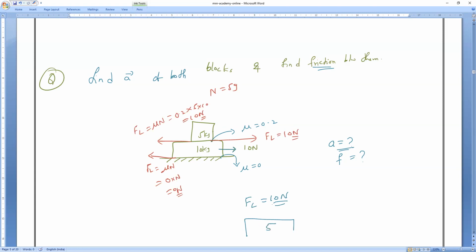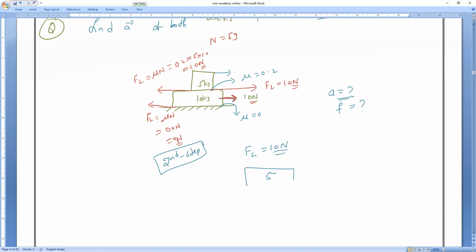For the 5 kg body, if I draw, only one force is acting in the forward direction, because that is the second step. What is our second step? Everybody read the second step: identify the body which is experiencing only frictional force. Now, between the 5 and 10 kg bodies, who is experiencing only frictional force? I am applying the force on the 10 kg body, so the 5 kg body will experience only one force, that is F limiting. So F limiting is equal to 10 newtons.